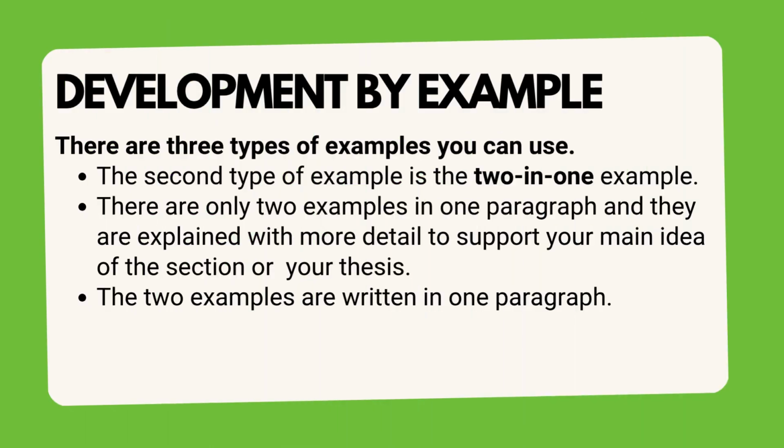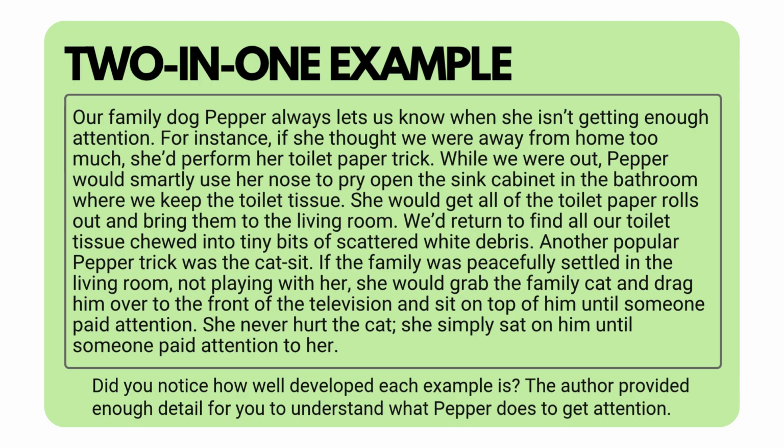The second type of example we can use is the 2-in-1 example. This is when we choose 2 examples and we explain each example with more detail in a paragraph. So we could spend more than a sentence on each example, but we only go into detail with 2. Here's an example of a 2-in-1 example. Notice how well developed each example is. The author gives you enough detail to understand what their family dog Pepper does when she wants to get attention.